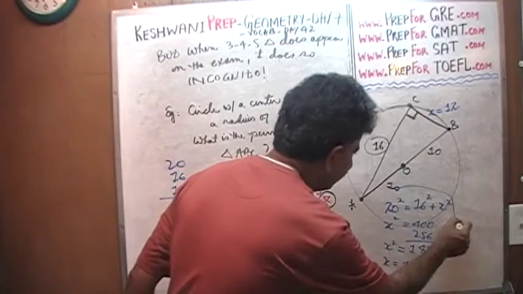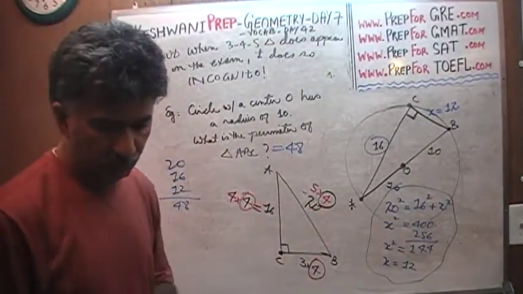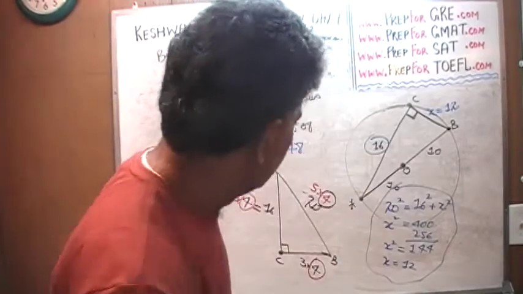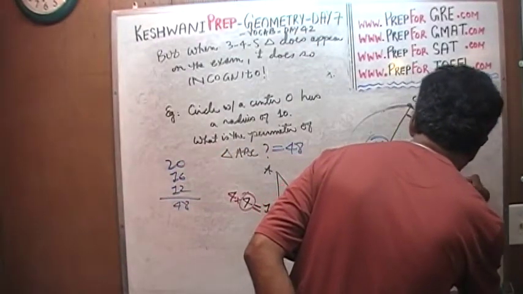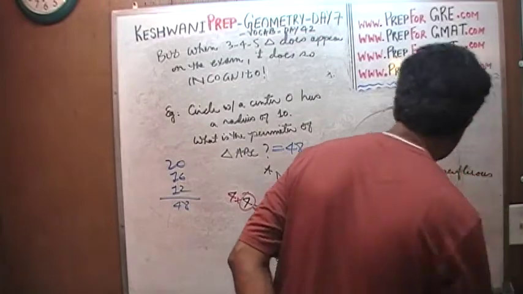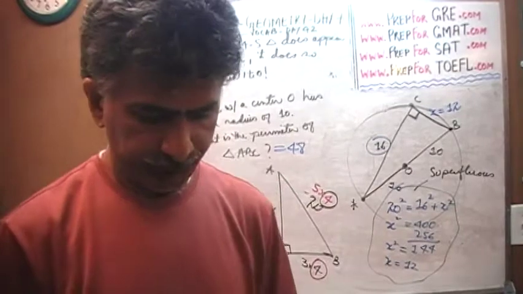You didn't have to do any of this if you were able to see that it's a 3, 4, 5 triangle. All of this work we did was superfluous. And if you do not know what that word means, learn it.